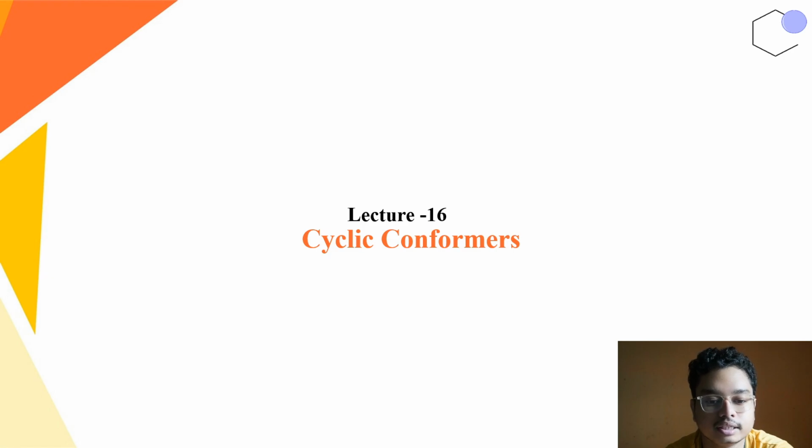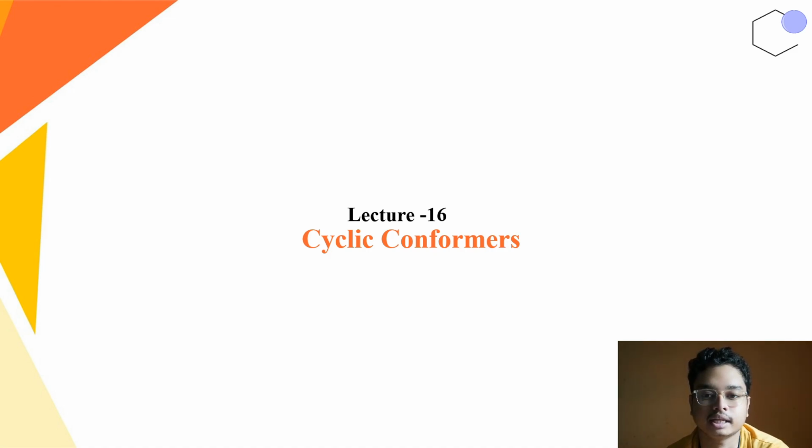In our previous lecture, we discussed the acyclic conformer in detail. In this short lecture, we are talking about cyclic conformers. The basic difference is that with acyclic conformers we learn about long chain molecules like ethane, propane, butane, and here with cyclic conformers we are talking about cycles like cyclohexane, cyclopropane, cyclobutane, cyclopentane type of things.